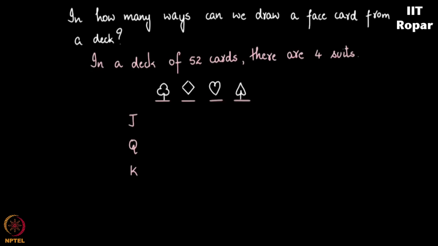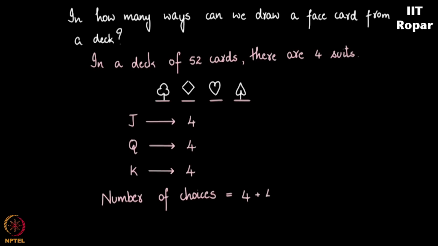So for each of them, we have 4 like this. So these are 4, these are 4 and these are 4. And we want to draw just one face card among all these. And so there are 4 plus 4 plus 4 choices, which comes up to 12. So in 12 ways, we can choose a face card from a deck.